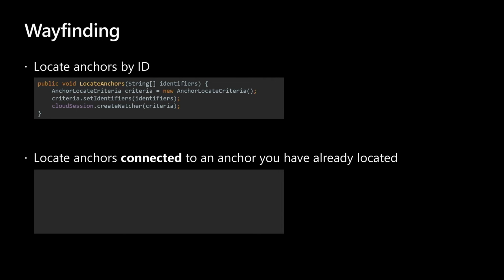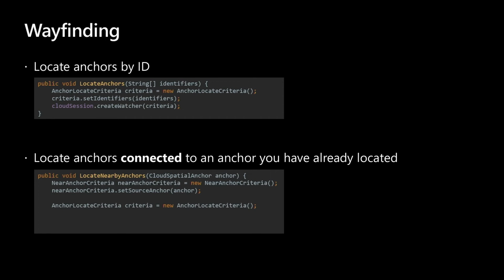So let's imagine we first locate an anchor by ID. And in that callback, we get back a Cloud Spatial Anchor. It has that local anchor property on it. After that, we'll then create a new method, locate nearby anchors, and we'll be passed in that anchor. So that's an anchor that's been located. We'll create a new criteria called this near anchor criteria, set the source anchor of the anchor that's already been found, and then we'll go back to our anchor locate criteria, set the near anchor as that near anchor criteria, and create a watcher. Semantically, what this means is you found that Cloud Spatial Anchor, and you want to find anchors connected to it.